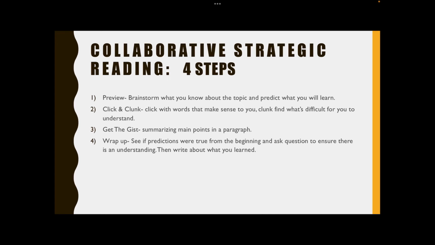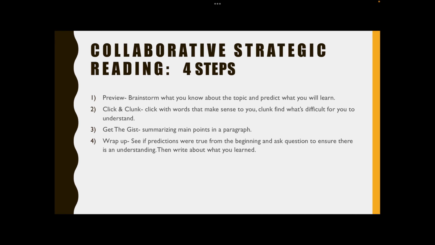So 3 is get the gist. The gist is kind of like what it's all about, if you don't know what the word gist means. You're going to summarize the main points in the paragraph. Just like we did with our other strategies from earlier, we found the main points of paragraphs and passages, and we used them to create summaries. So for the gist, that's pretty much what you're going to be doing. You're going to be summarizing off of the main points.